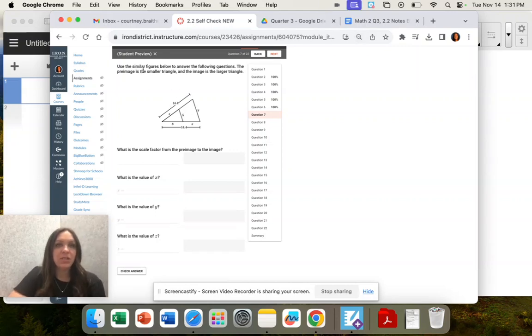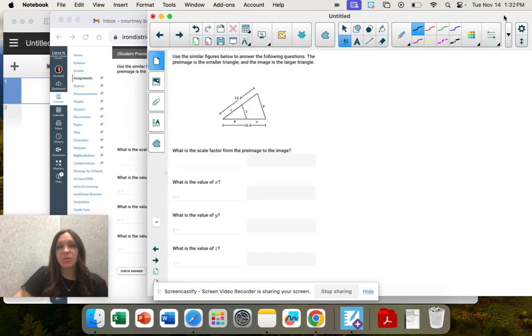Question 7, use the similar figures below to answer the following questions. The pre-image is the smaller triangle and the image is the larger. So what's the scale factor? And then now we have x, y, z. So scale factor is image over pre-image. It's the new over the old length.